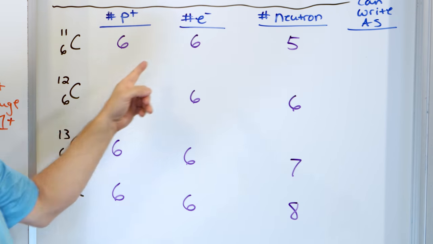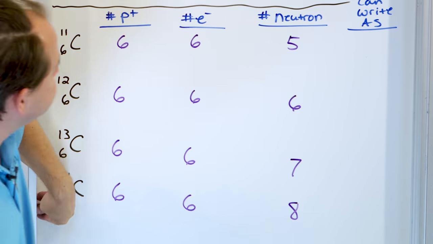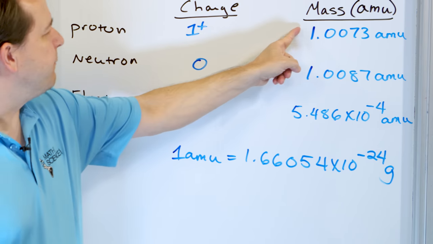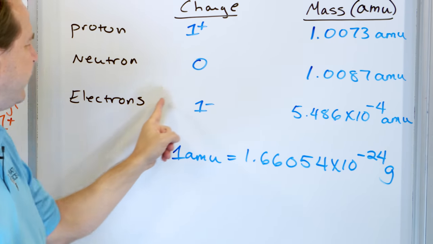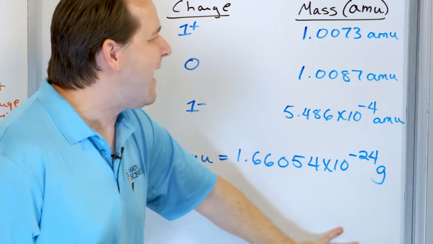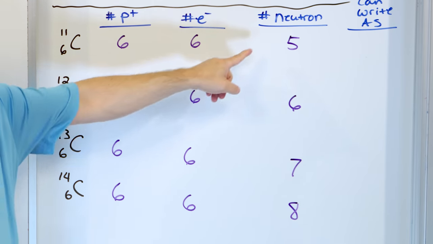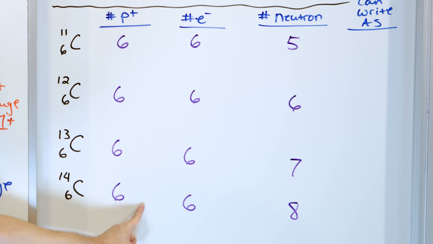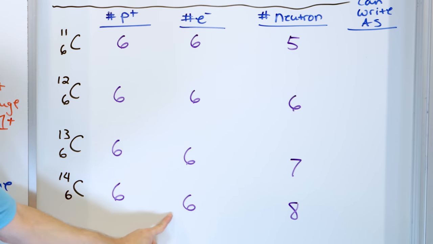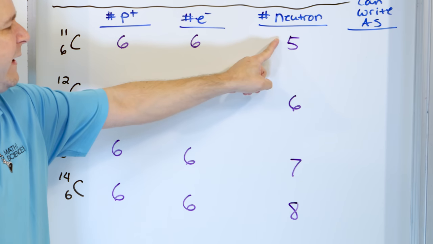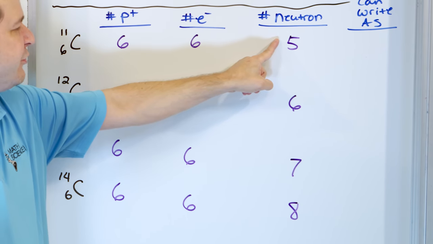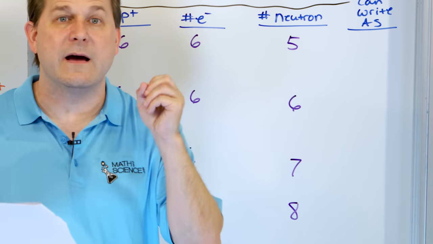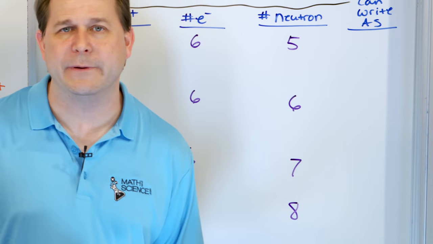So what does this mean? Remember, as far as the atomic masses go, the protons and the neutrons are basically about one atomic mass unit. The electrons are totally negligible. They don't have any mass. So this carbon has fewer neutrons and this carbon has more neutrons. They all have the same number of protons. The electrons don't matter for mass at all. What it means is that this is a very light, less massive version of carbon, and this one is almost double the amount of mass. It's a heavier version of carbon, all right?